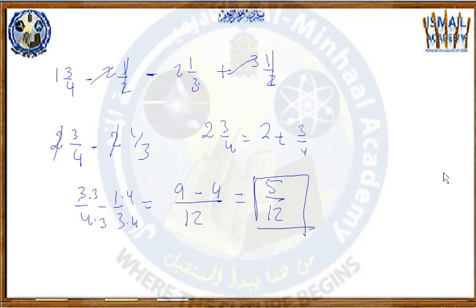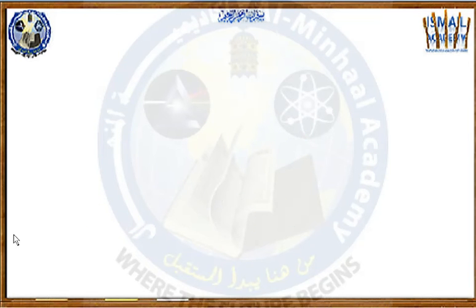All right, let me repeat the question. So let me pick this one. It's the same one we did. So we have 1 3/4 minus 2 1/2 plus, minus 2 1/3 minus 3 1/2.